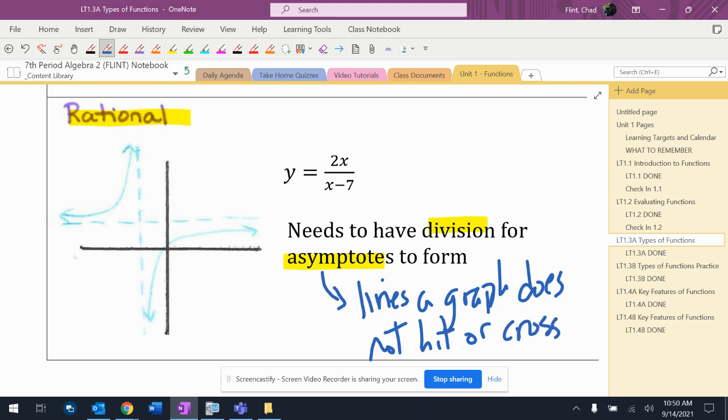All right, so it could have one asymptote. Sometimes they have two. They're going to be horizontal or vertical lines, and we'll need to be able to figure out the equations of them quite often, which we will deal with later on.